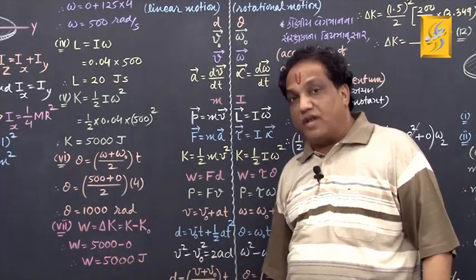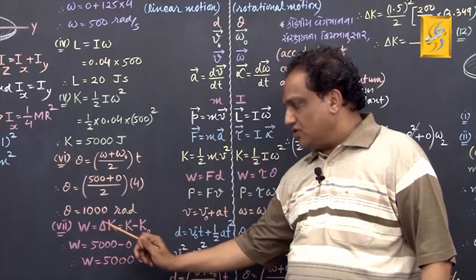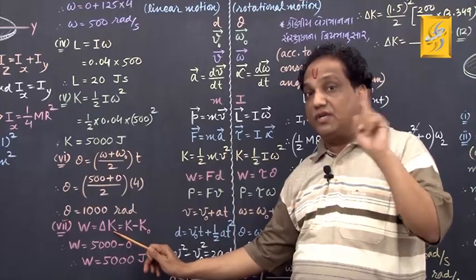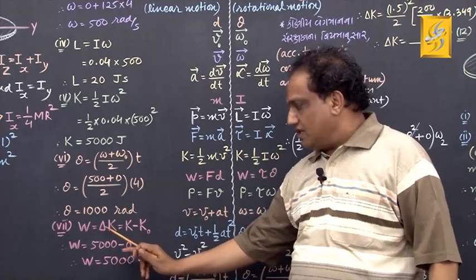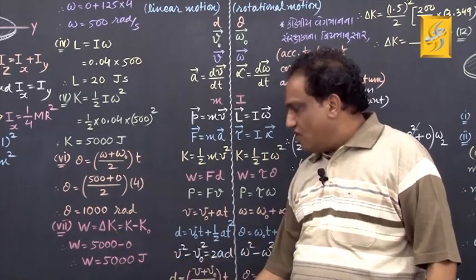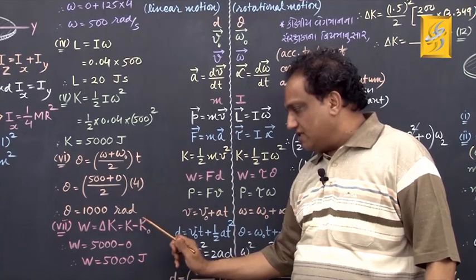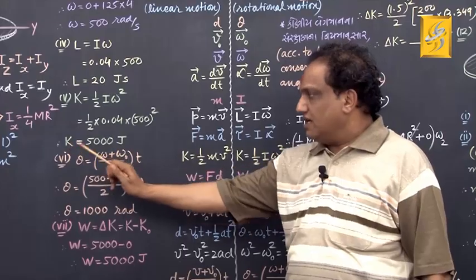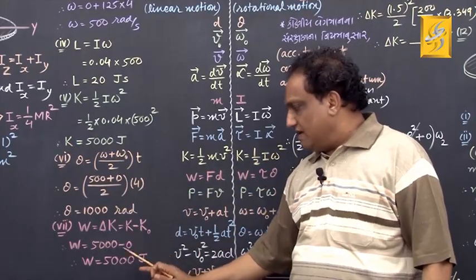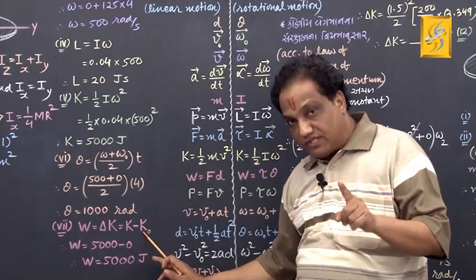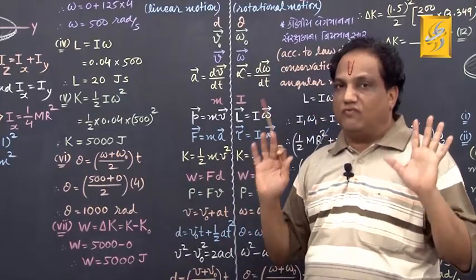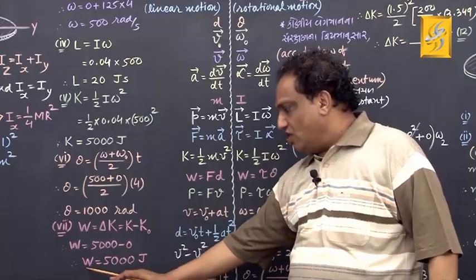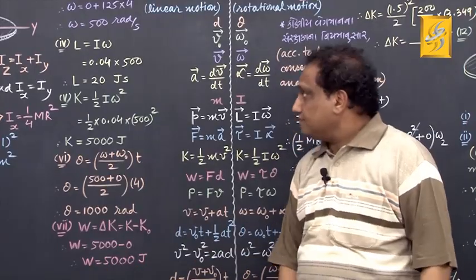According to work energy theorem, work done is equal to change in rotational kinetic energy, because we are discussing rotational motion. And here change in rotational kinetic energy means final rotational kinetic energy minus initial rotational kinetic energy. Now this final rotational kinetic energy is 5000 joule, minus initial rotational kinetic energy is 0, because initially body was at rest. 5000 minus 0, that is 5000. Unit of work is joule.